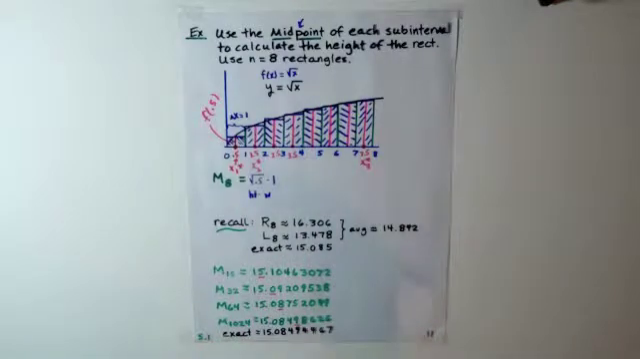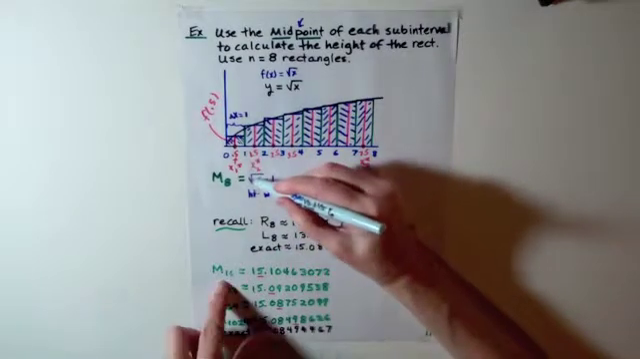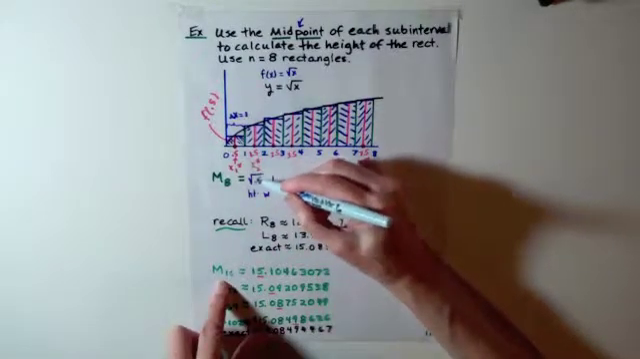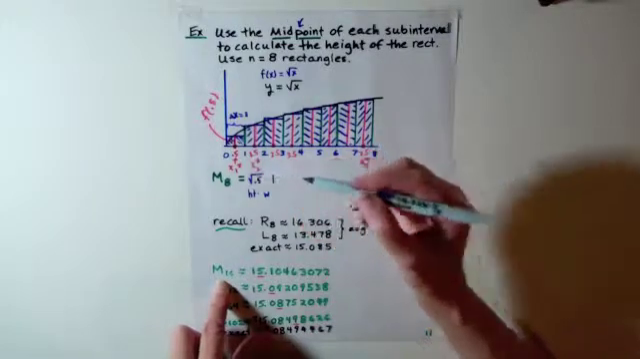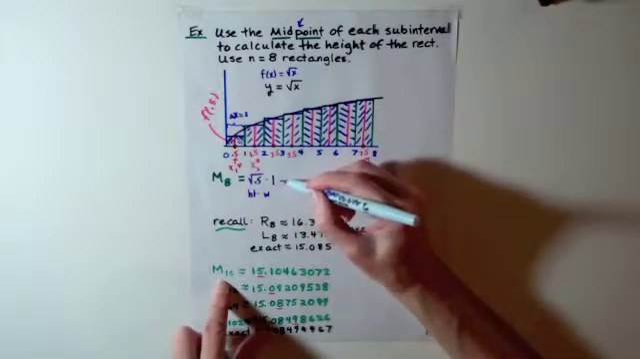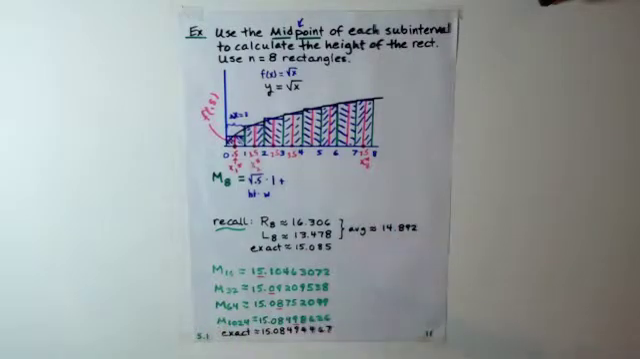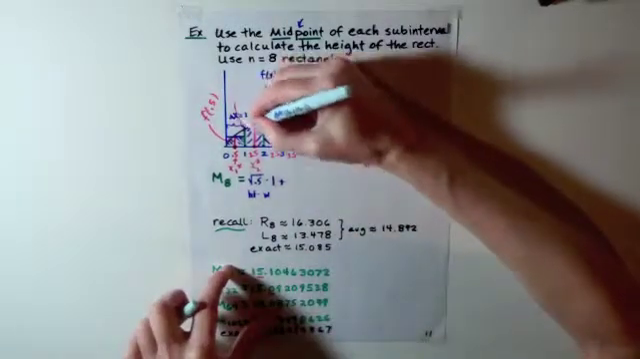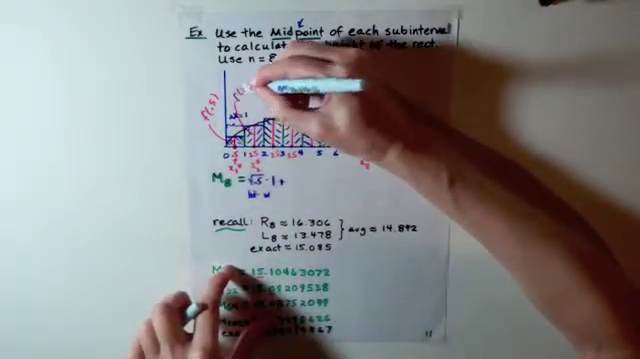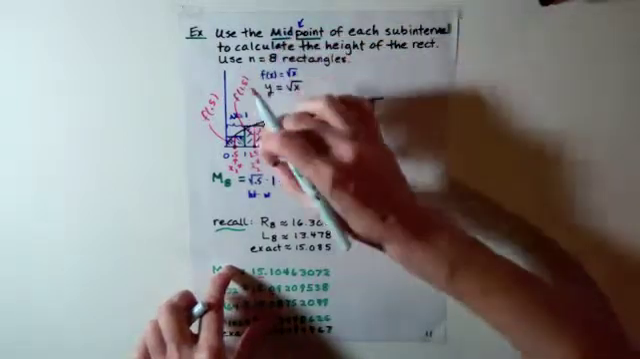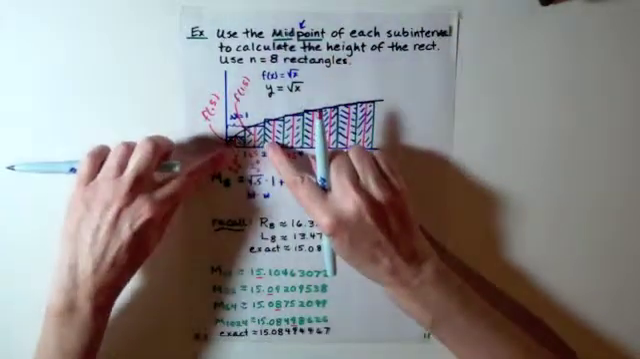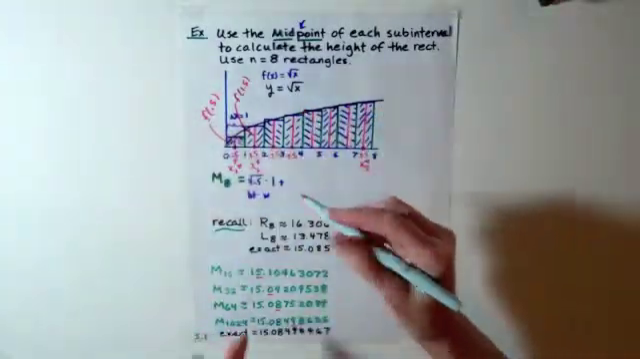So that would be the area of my first rectangle, square root of 0.5 times the width, which is 1. Now I go to my second rectangle. Well, what's the height of that? It's just going to be my function evaluated at 1.5, and then it's going to be times its width, which is still a width of 1.